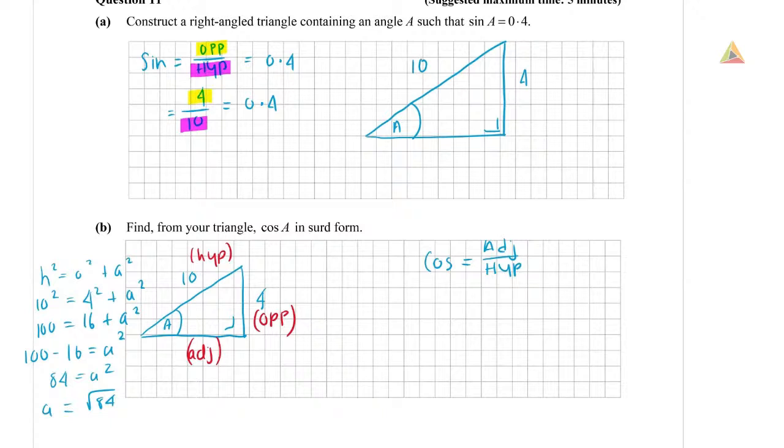We can leave it in surd form because the question has asked us to. So we can put in the adjacent there as root 84. Now, go back to the formula. The cos of A is the adjacent over the hypotenuse. So we've just found the adjacent is root 84, over the hypotenuse, which is 10. And that is the end of that question.